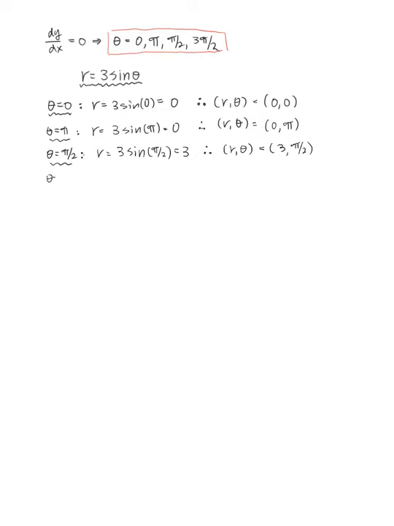And when theta is 3 pi over 2, our r is 3 sine of 3 pi over 2. Now what is the sine of 3 pi over 2? That's negative 1. So here what we're going to get is negative 3. So therefore our r comma theta is going to be r is negative 3 and our theta is 3 pi over 2.